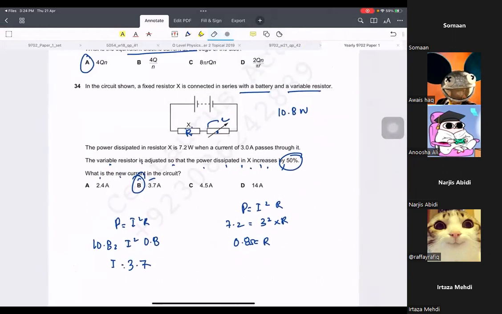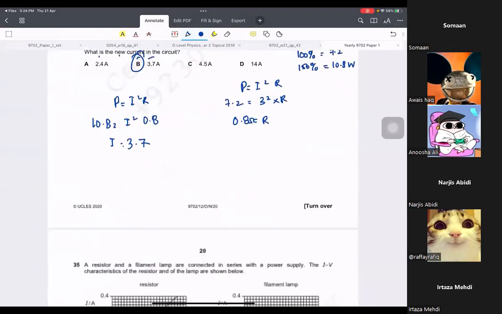I don't get this. Where did you get the 10.8 from? It's increased by 50%. So if 100% equals 7.2, then 150% will be 10.8. Do you understand? I cross multiply, like that. All right. Okay, going forward then.